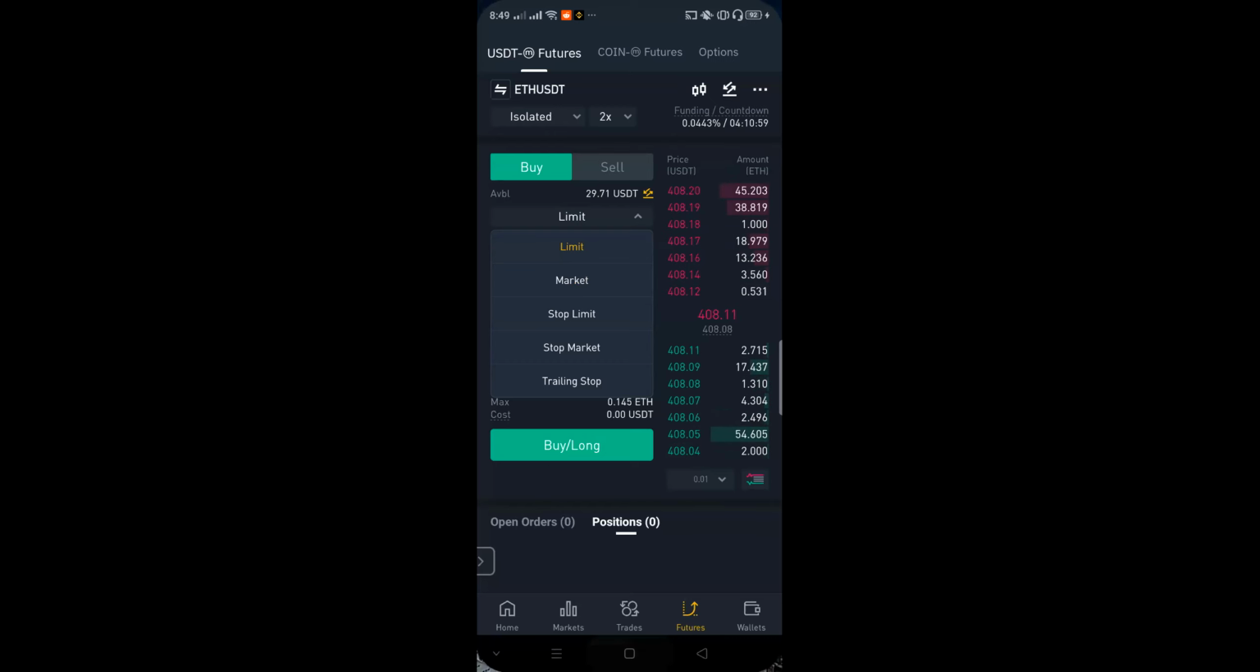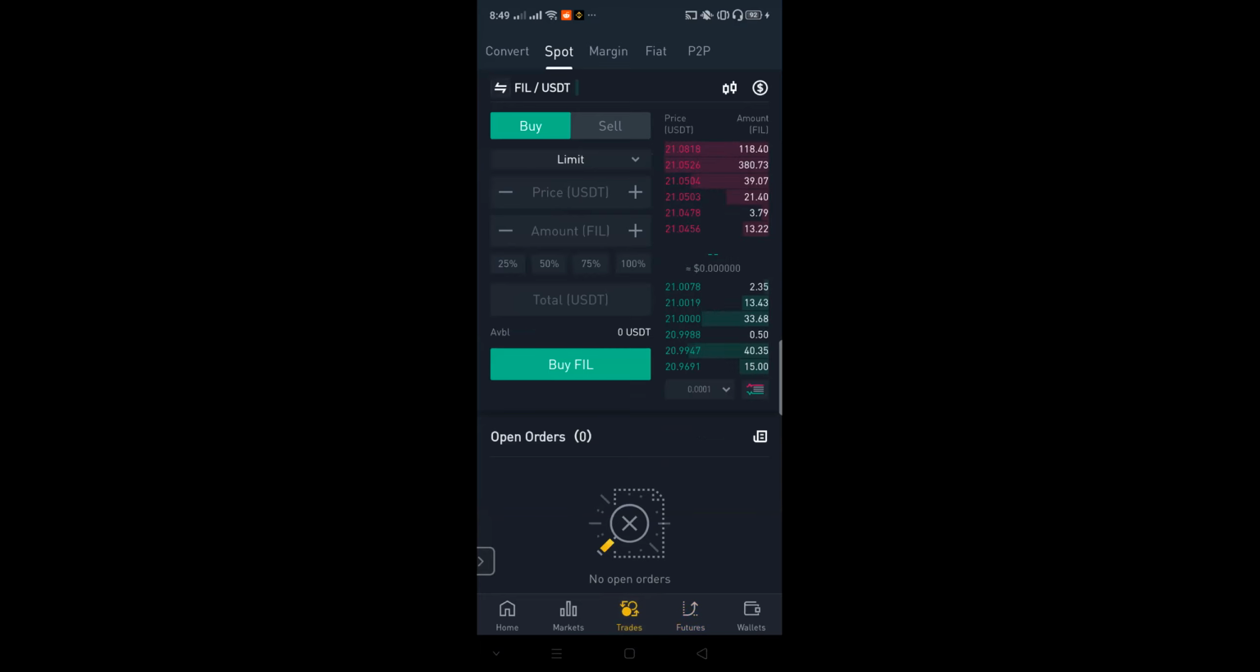So sorry for that. Let me go to spot. This is an example of a spot interface. Once you click it, what you have here is limit, market, stop limit, and OCO. Now, here, you can only long, meaning that you can only buy the market on spot. You cannot short the market on spot. On spot, you can only long.